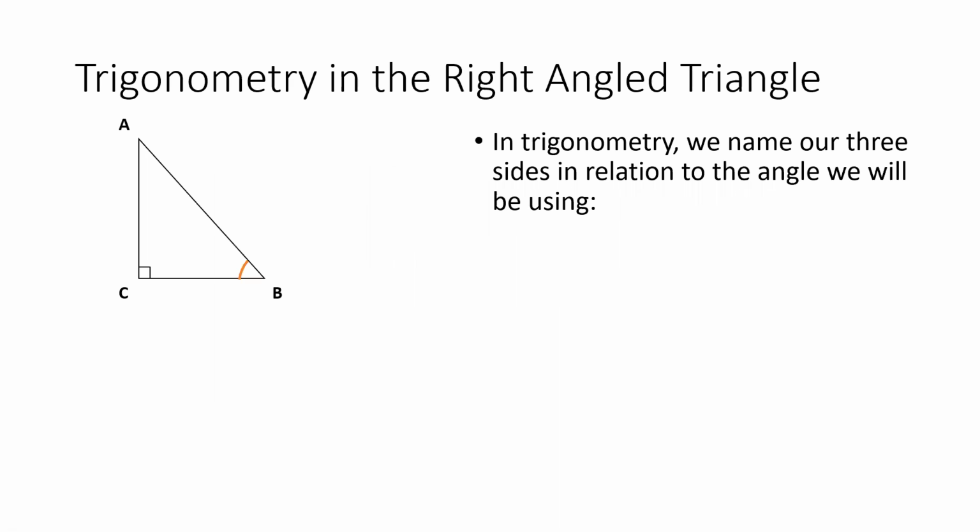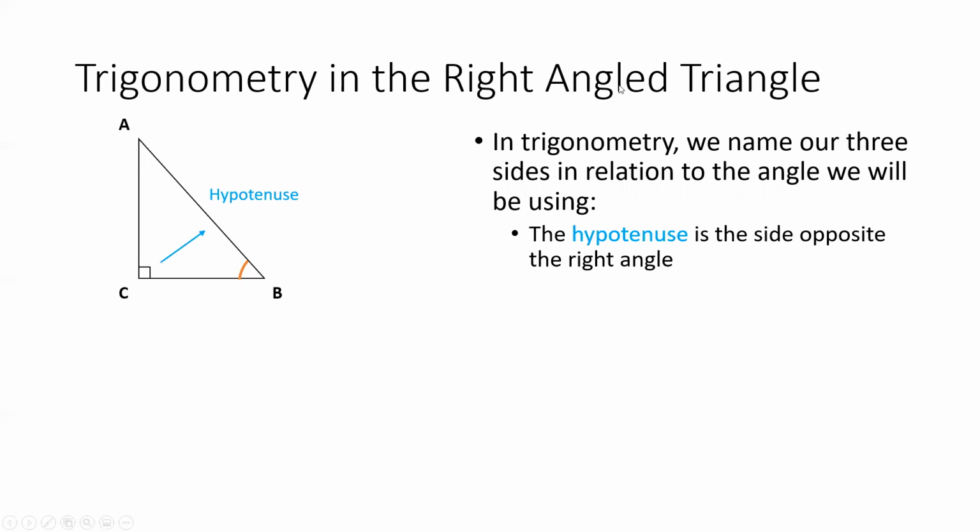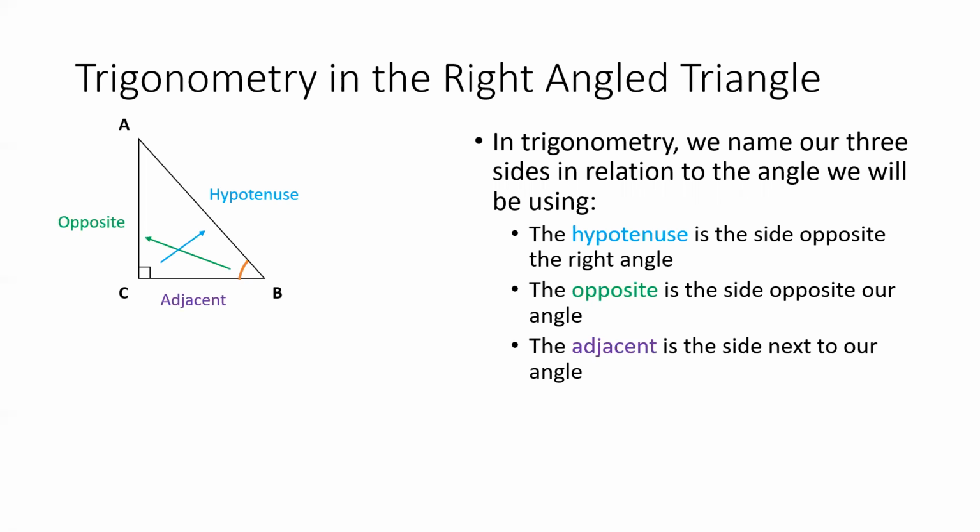So as a reminder, when we have an angle in a right-angled triangle that we're going to use within our calculations or find by calculation, we name all of the other sides of the triangle in relation to this angle. We call the longest side, which is opposite our right angle, the hypotenuse. We call the side opposite the angle we're concerned with the opposite. And we name the other side, which is also next to our angle, but not the hypotenuse, the adjacent.